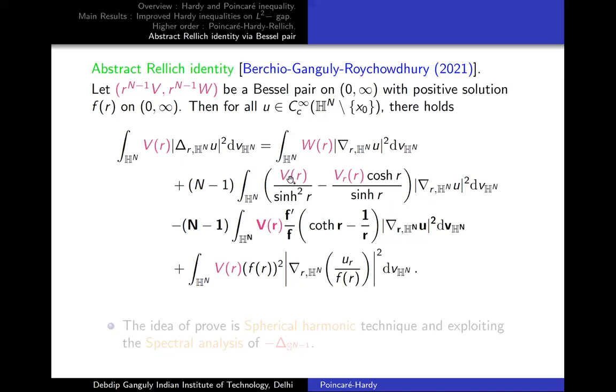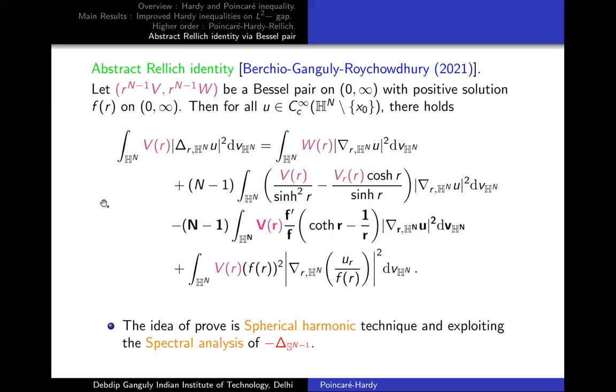There is no Hardy or Rellich term, but for a particular choice of V and W, we will recover these Rellich type identities. The ideas rest on these spherical harmonic techniques and the spectral analysis of the Laplacian on a sphere. The proof is very long, but you have to use these spherical harmonic techniques and a spectral analysis of the Laplacian on S^(n-1). If you combine these two ideas, we could prove this.